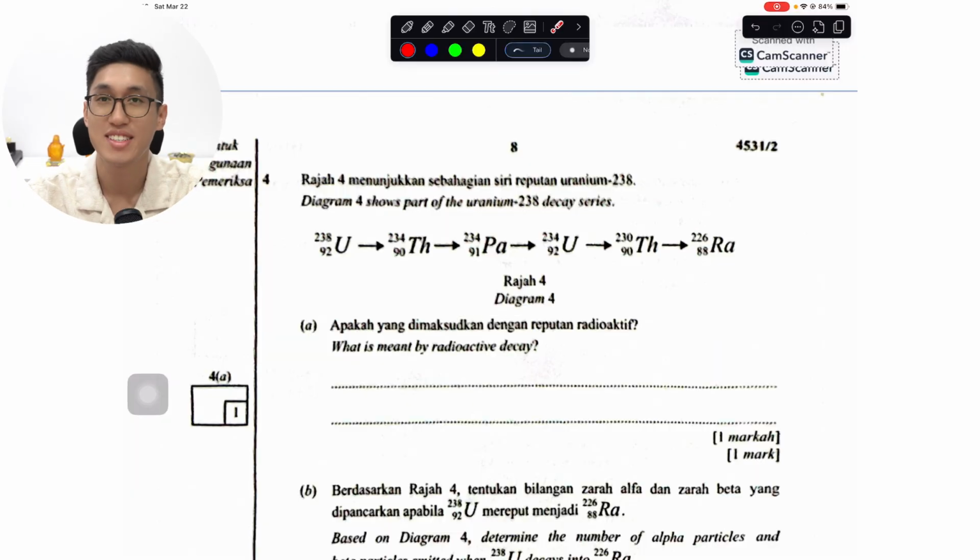Good morning, everybody. So today let's look at a question from Form 5 Chapter 6 Nuclear Physics.